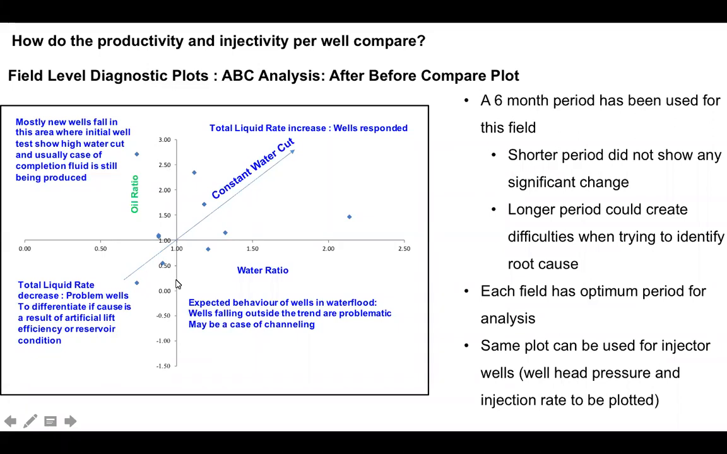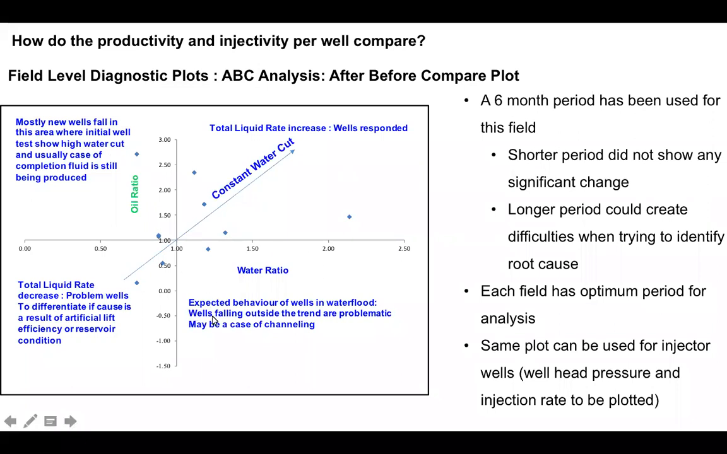So these are wells. Now, if your wells or these points are lying in the top right quadrant, then what is happening? That means your wells are responding to flooding. The total liquid is increasing in your field. So you need not do anything. What you have done is great, and just continue what you're doing.